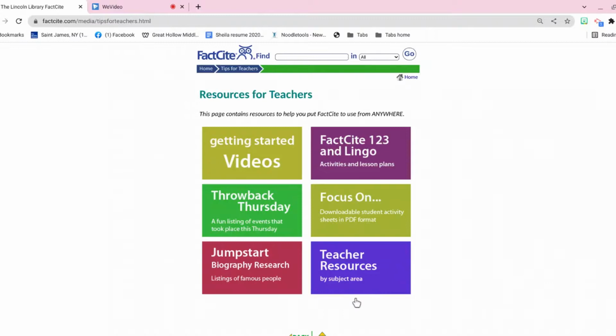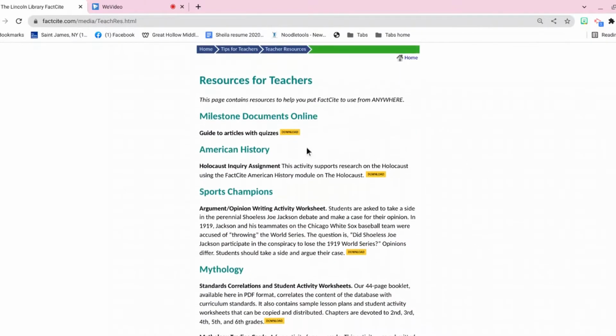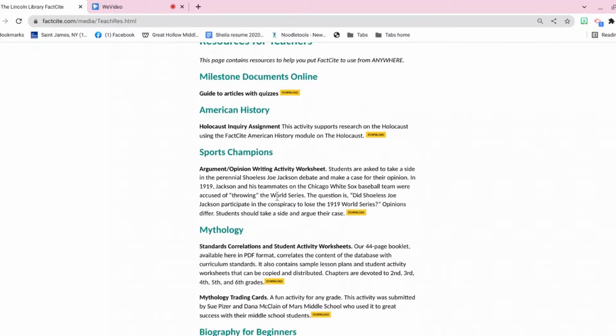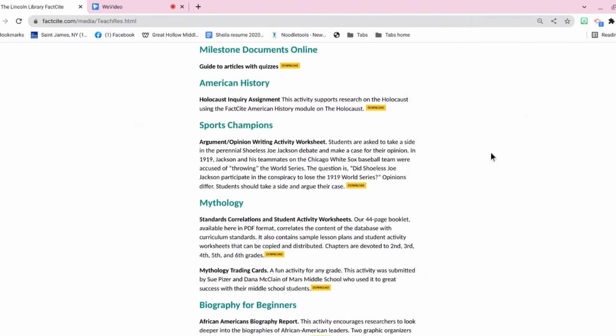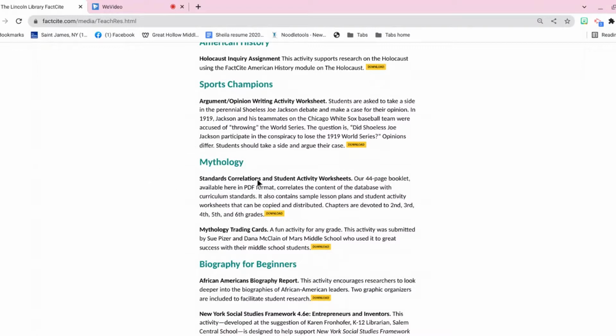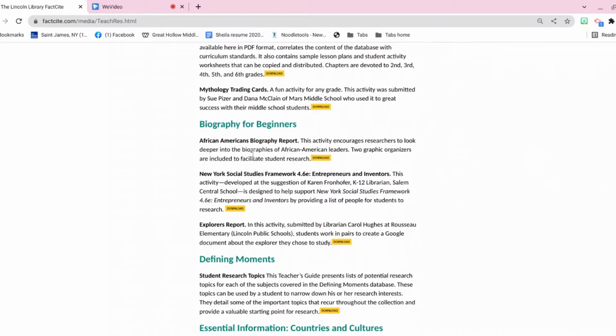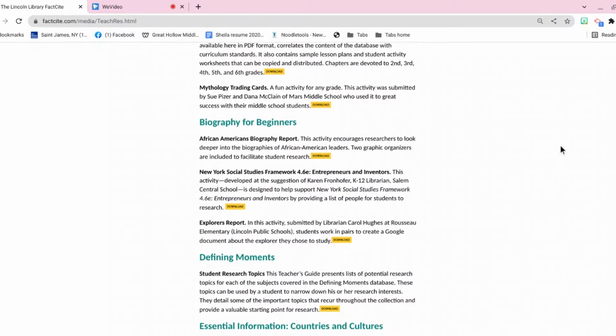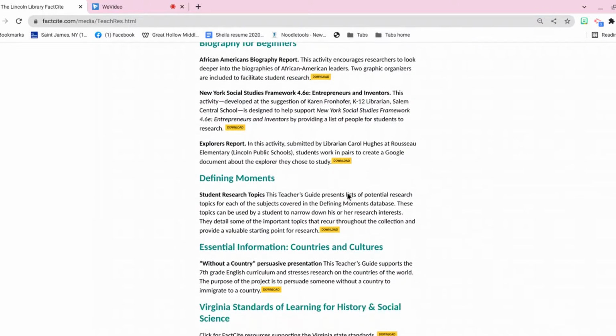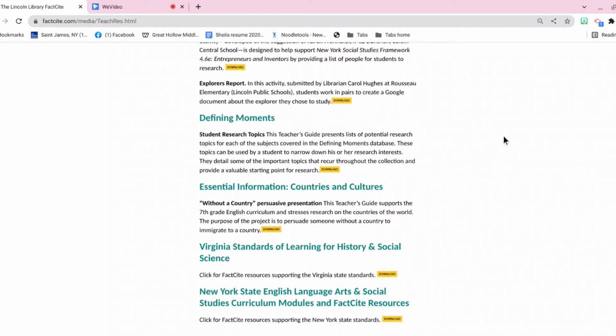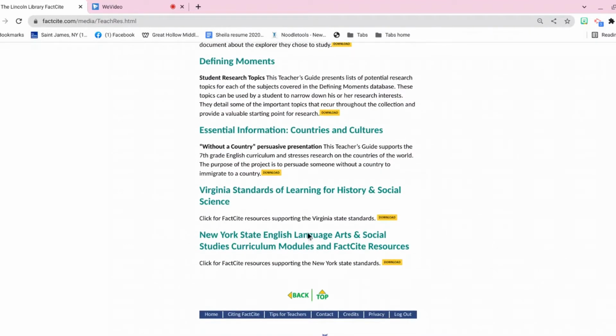For example, here's teacher resources by subject area. And so you can just explore, and you can see there are downloadable items on different topics. Here's an argument opinion writing activity worksheet, which I've used in conjunction with my ELA teachers. I've also done the mythology trading cards. There's so many great activities. The African American Biography Report is often used during Black History Month. And the Explorers Report is another popular activity. And if you notice down here, we have the Virginia Standards of Learning for History and Social Science, and that's clickable. You have a download of FactCite resources that support the Virginia state standards.